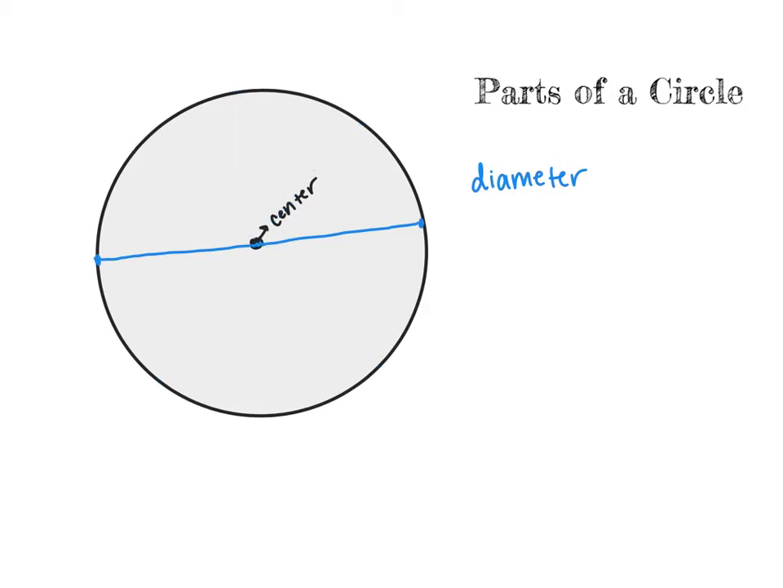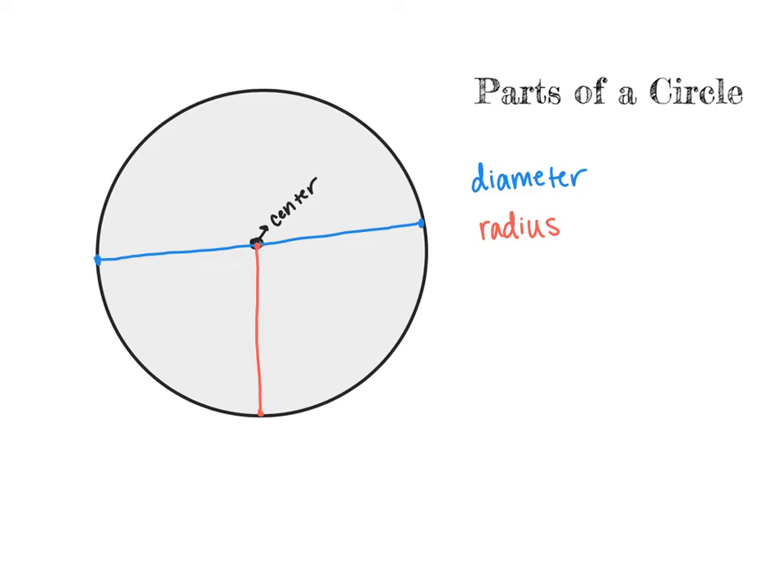The second part of a circle that we're going to talk about is called the radius. So I'm going to write that down for you guys as well. The radius starts in the center of your circle and goes to an edge of your circle. Okay, so if I look at my little red line segment here, that would be a radius.